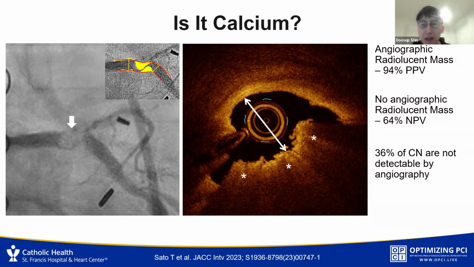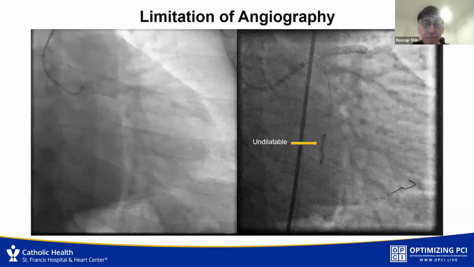So especially in the setting of angiographic severe calcification, calcified nodules should be considered when you see the angiographic radiolucent mass. However, the absence of an angiographic radiolucent mass has limited negative predictive value. And also, 36% of calcified nodules are not detectable by angiography.